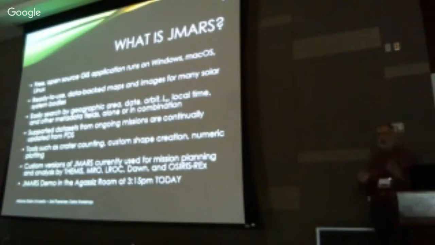Once you're actually running the app, you can search through a number of different criteria: local time, emission angles, geographic location, actual date, and combine those to find what you're looking for, because that's what we've been talking about a lot, is how do we find data? And JMARS is pretty good at doing that.